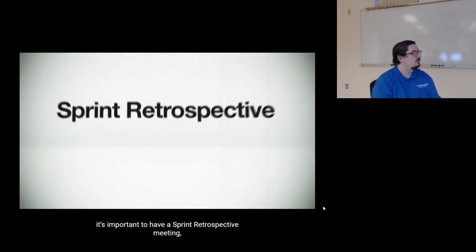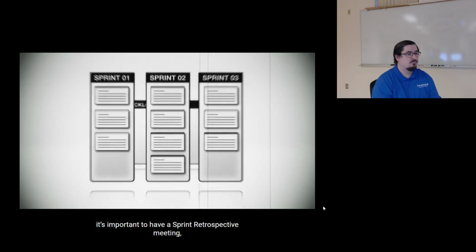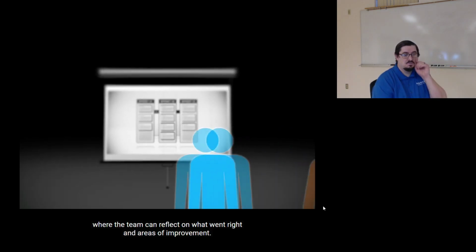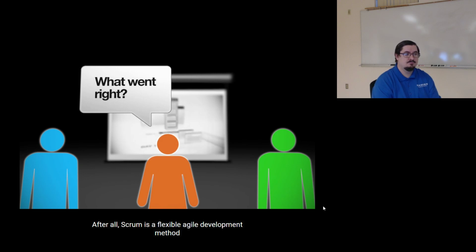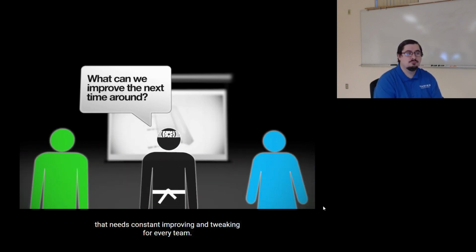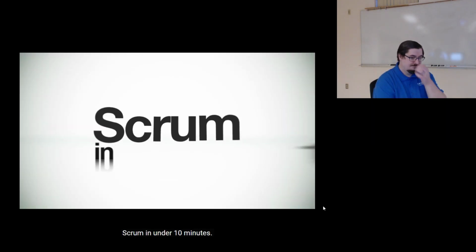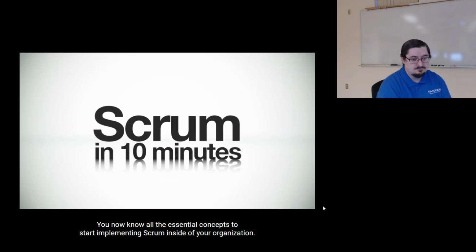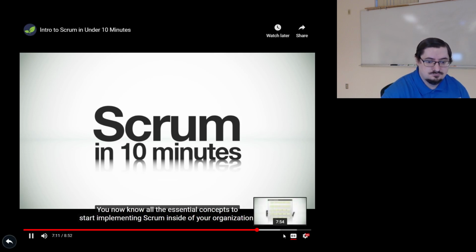Finally, as each sprint comes to a finish, it's important to have a sprint retrospective meeting where the team can reflect on what went right and areas of improvement. After all, Scrum is a flexible, agile development method that needs constant improving and tweaking for every team. So there you have it, Scrum in under 10 minutes. You now know all the essential concepts to start implementing Scrum inside of your organization.